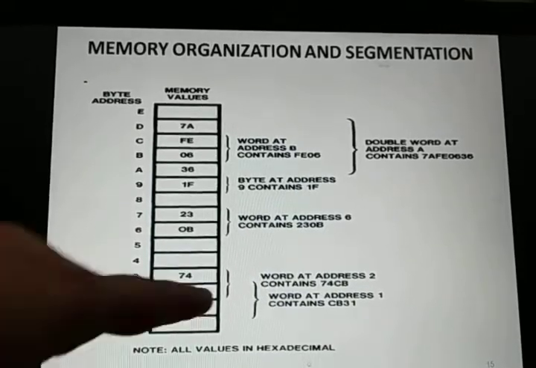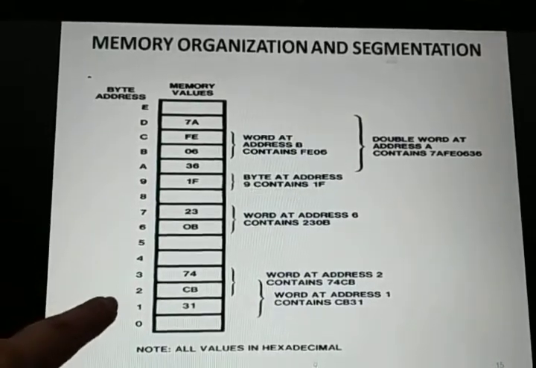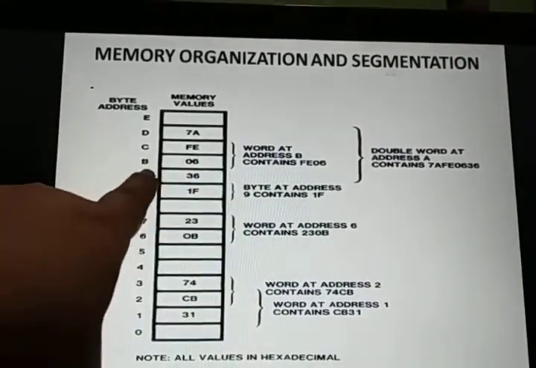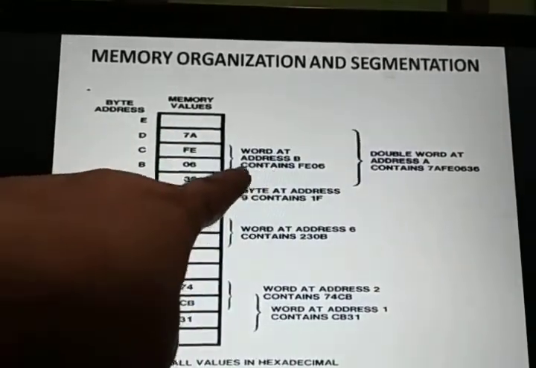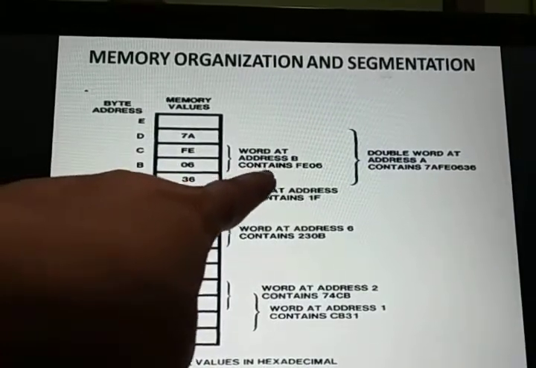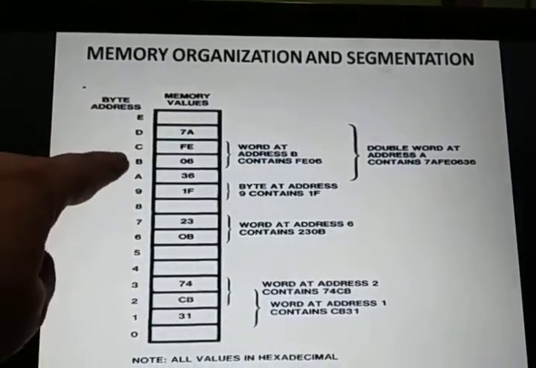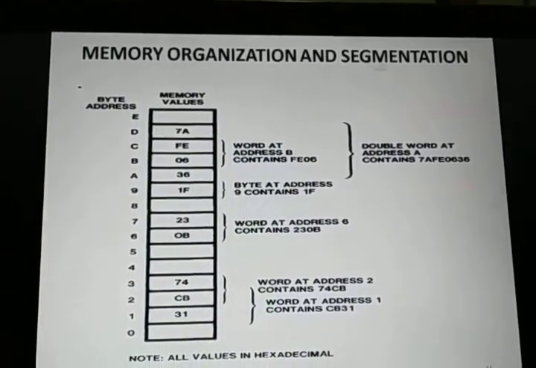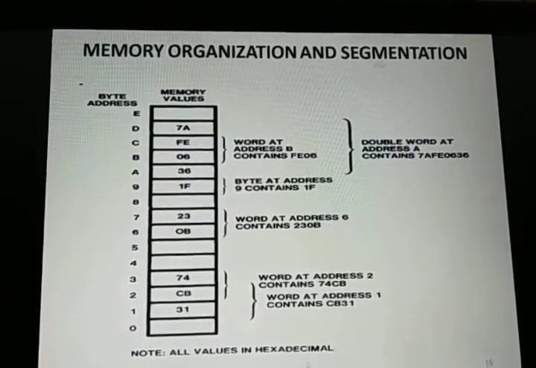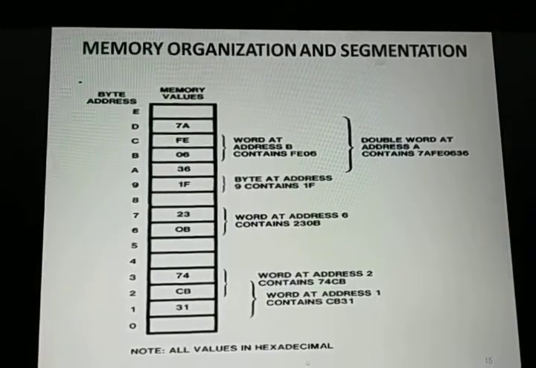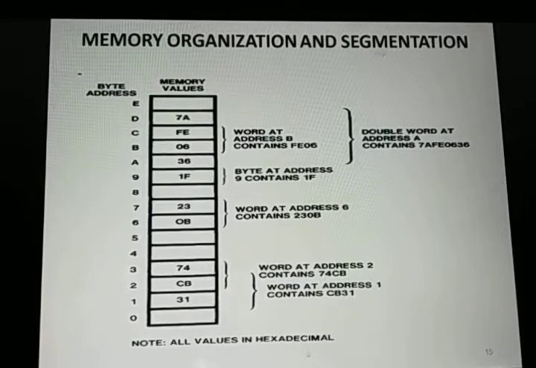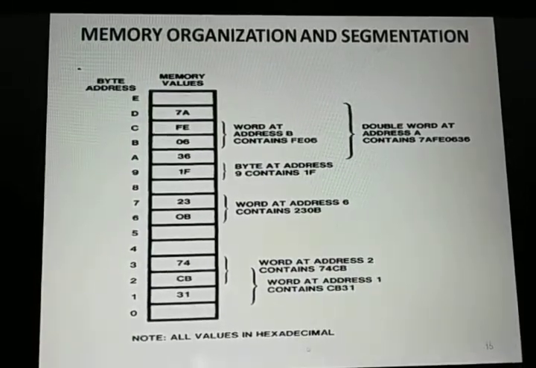Then if you want to read data, for example here you can see this one, word at address B contains FE06, meaning you want to read a word. Every field is an 8-bit byte field, and when you combine two fields, it behaves like a 16-bit field or word. If you combine 4 contiguous addresses, it behaves like a double word.